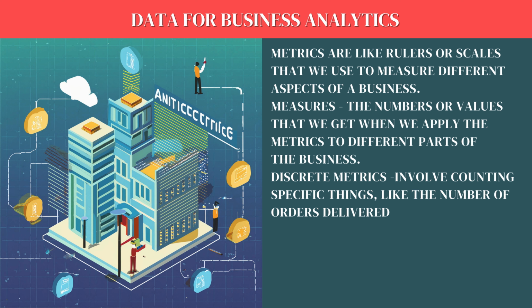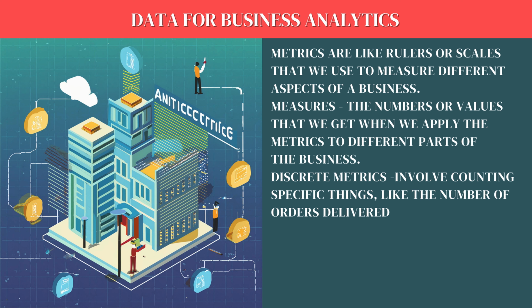For example, let's say we want to know how many orders were delivered on time. On time or not on time would be our metric, and the measure would be the actual number or percentage of orders that were delivered on time. Some metrics involve counting specific things, like the number of orders delivered on time or the proportion of orders that were on time. These are called discrete metrics because they deal with whole, separate units or categories.